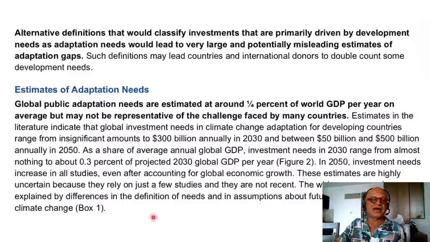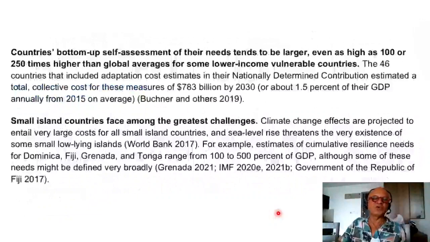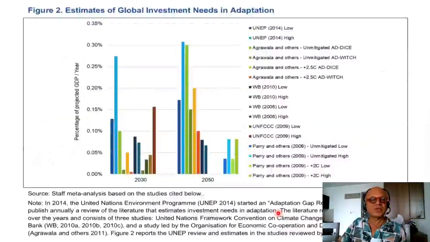These estimates are highly uncertain because they rely on just a few studies and they are not very recent. They are quite dated by now, especially by the time I'm recording this podcast, from a report that's about a year old. The wide ranges can be explained by differences in the definition of needs and in assumptions about future development and climate change, which we looked at before. So we'll come to figure 2 in a minute, which is this: estimates of global investment needs in adaptation.